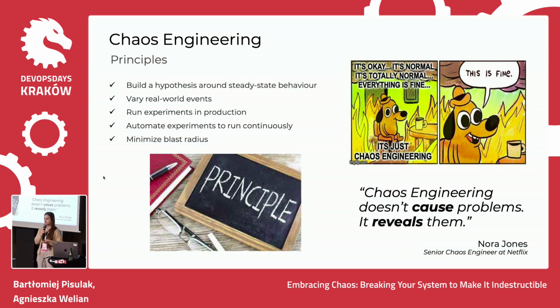And automate those experiments. Think about them as about the deployment process or some code quality gate. Run it as a process. Start slowly with one component. Be agile. You don't want your system to explode. And remember, chaos engineering doesn't cause the problems. It reveals them.